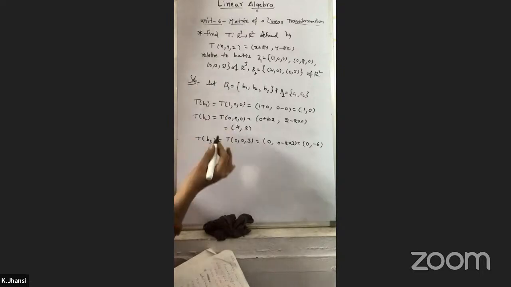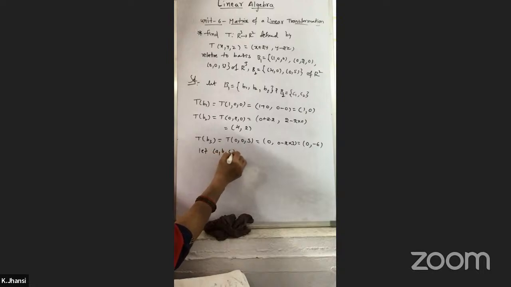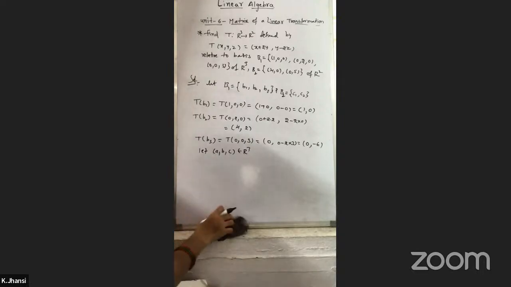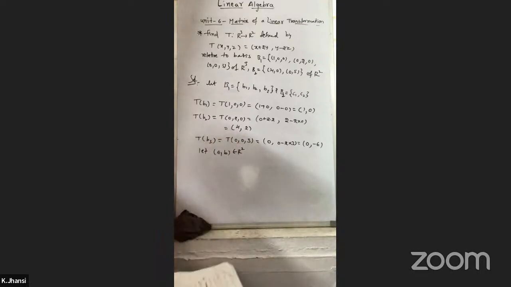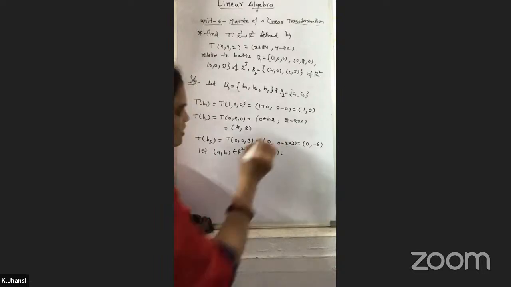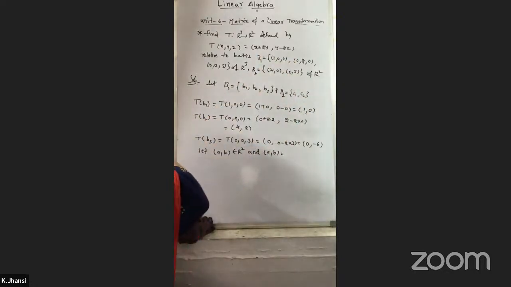Before, in the previous problem, we let a, b, c belong to R3, where three elements are there. Now we are doing B2. In B2, how many elements are there? Only two elements. Let a, b belong to R2. Up to here, with the help of this basis, we have found the values of T of that one.